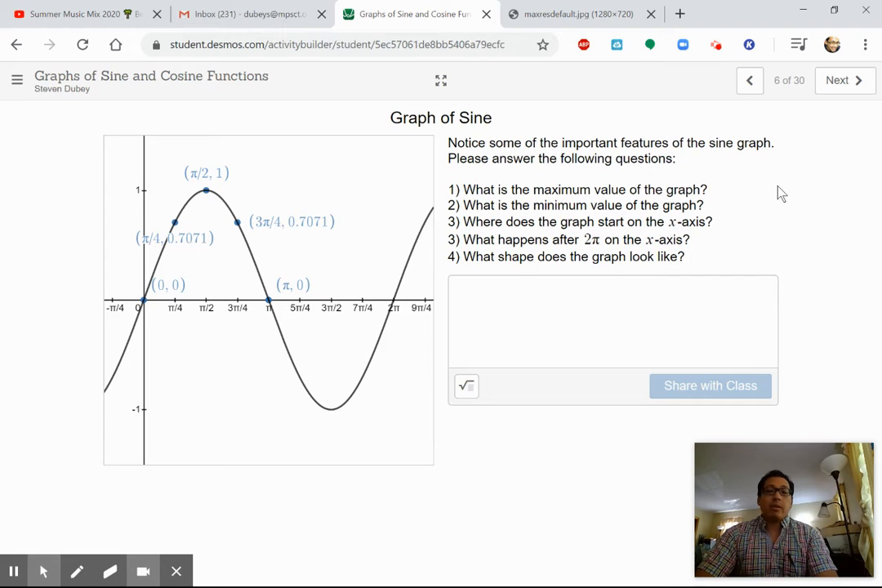So now on the next screen, I want you to look at the graph of sine. This is called the sine function. Take a look at its graph and just make note of some important features on this graph.